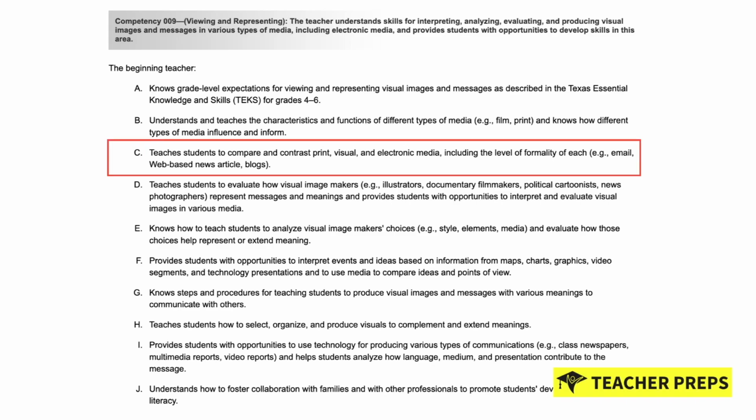Now we're moving on to our third lesson inside competency number 9, which reads, the beginning teacher teaches students to compare and contrast print, visual, and electronic media, including the level of formality of each. For example, email, web-based news articles, and also blogs. Great, let's jump straight into this lesson so you are totally prepared for test day.